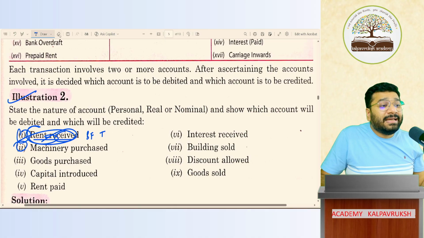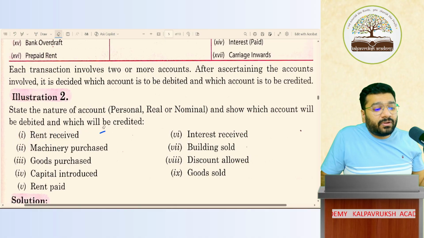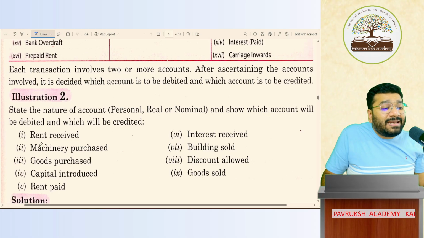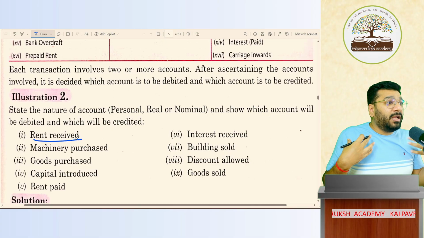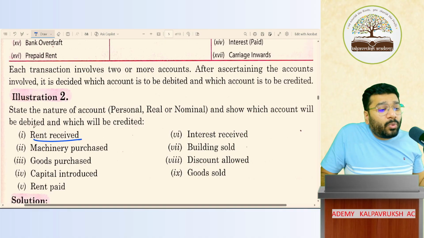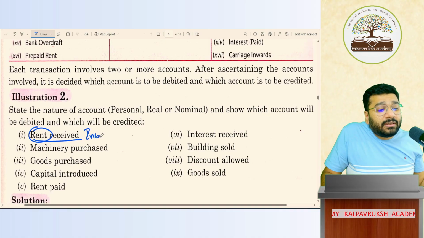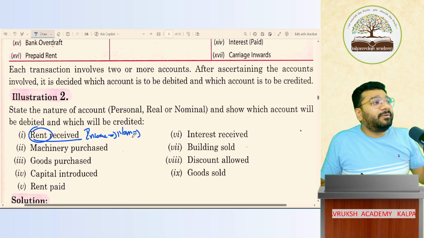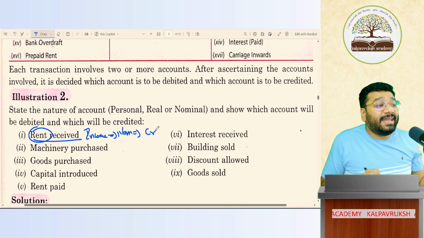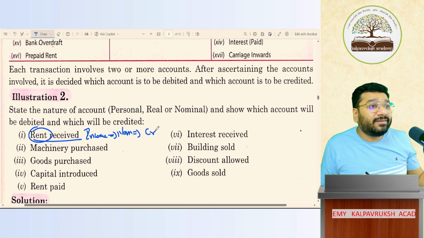Okay. Rent received. What classification do you think it is? As per modern rule, what classification? Rent received, something I'm receiving, so I'm talking about income. Rent here is of income nature. If I'm income, where will I go to? Nominal account. Debit or credit? Debit all expenses and losses, credit all income and gains. So this is credit. Got it, not got it?